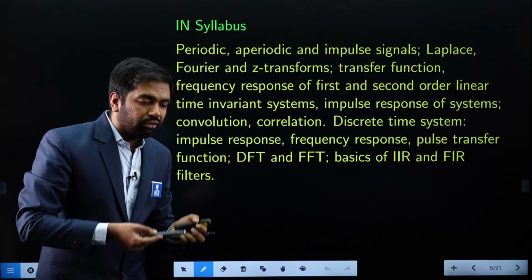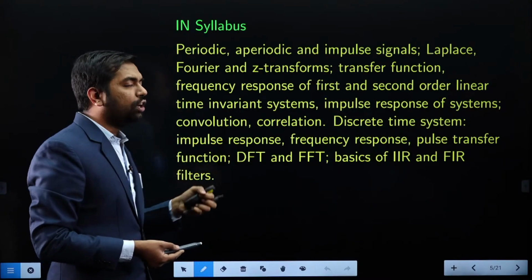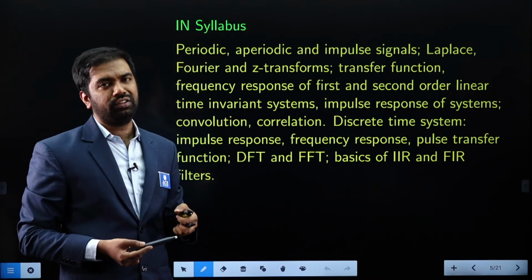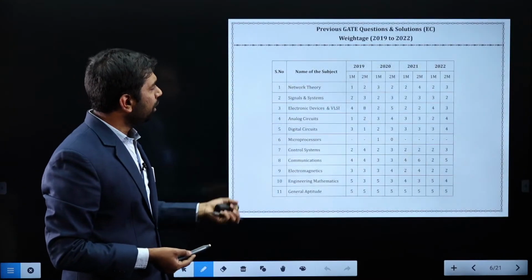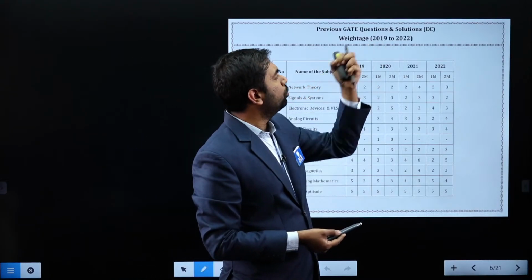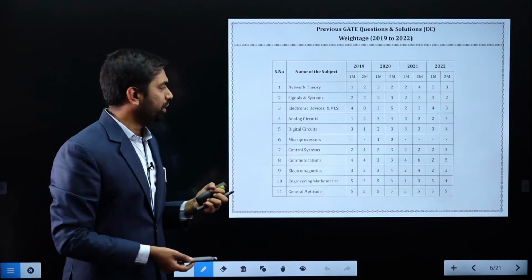What next? We are going to see the weightage. Let's look at the weightage of this subject for various exams like GATE and ESE. Here I have the weightage from 2019 to 2022. This is for the ECE branch. So which subject are we looking at?